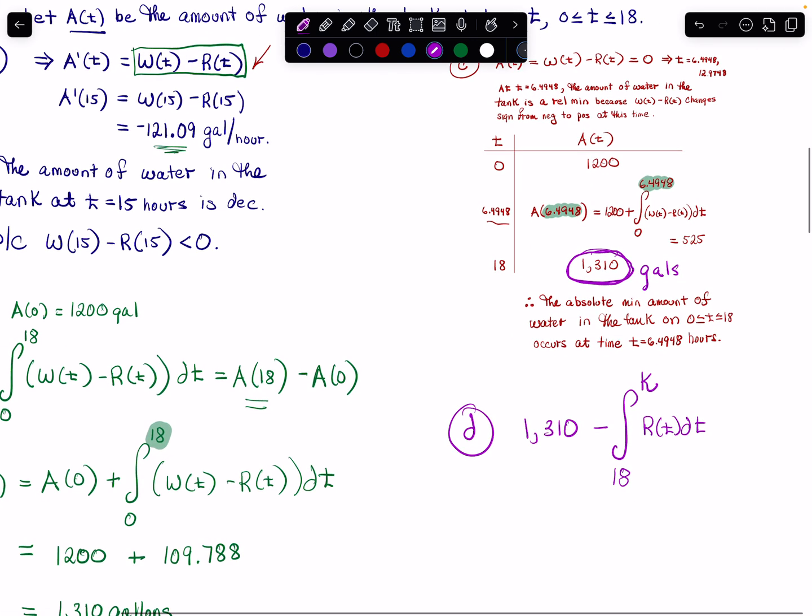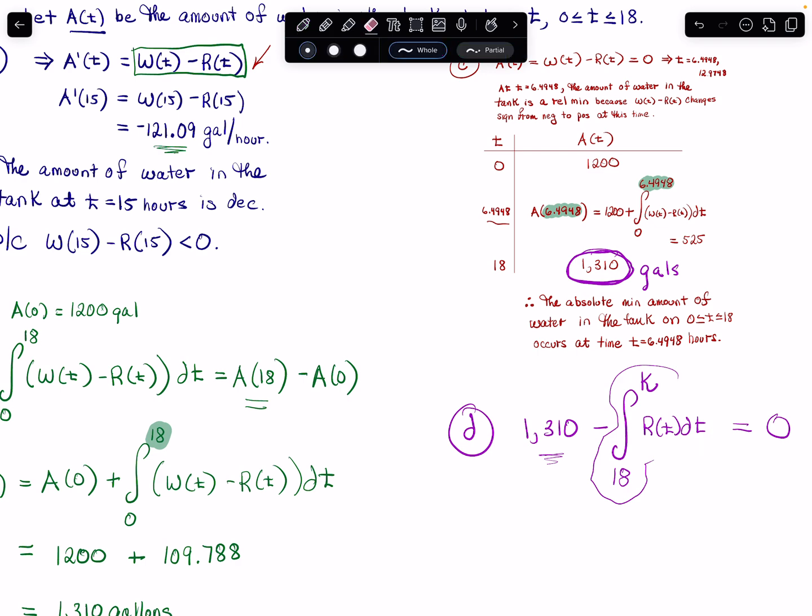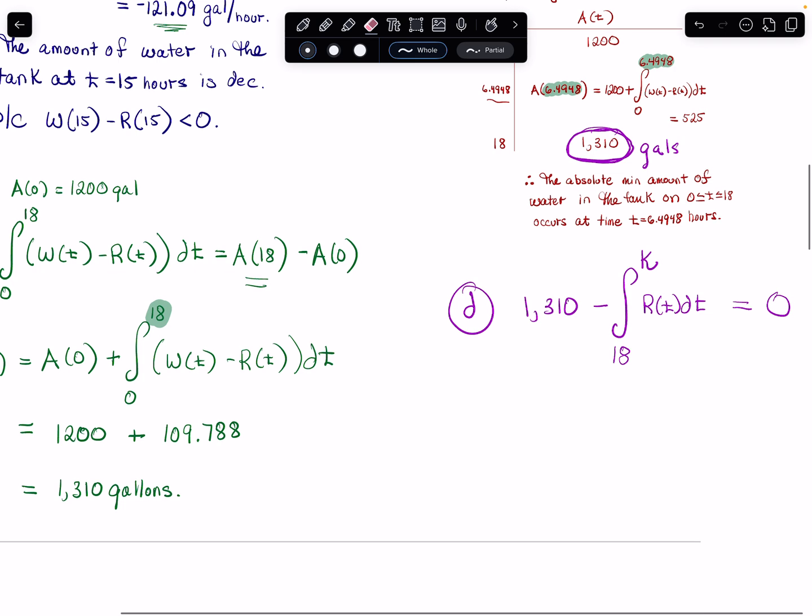So think about this. The water left in the tank, take away the integral of the rate at which water is pumped out. When is that going to be 0? When will the amount of water left in the tank be nothing? So I set it equal to 0. That's one way I could write it. The other way you could think about this is if you move this integral over to the right-hand side, you get an equivalent statement. Some people think about this a little bit better when it's written that way.